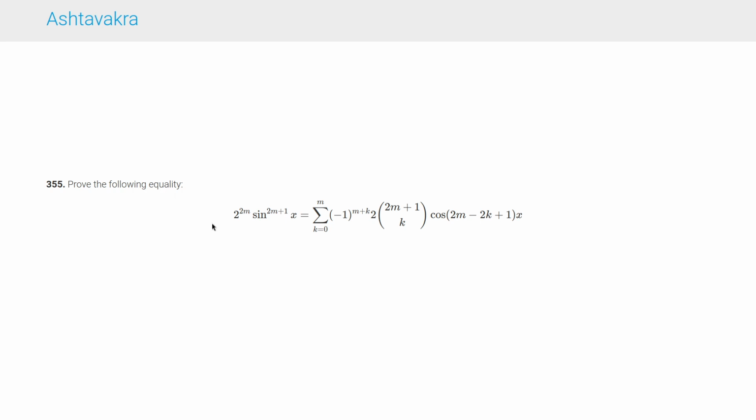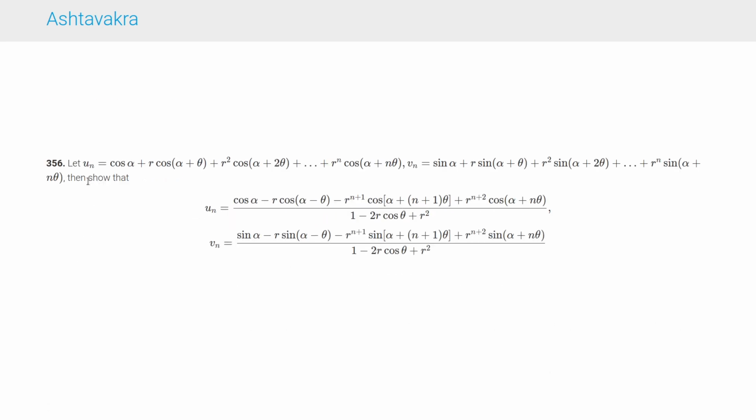Prove the following equality: 2 to the power 2m sine to the power 2m plus 1 x is equal to sigma k equals 0 to m of (minus 1) to the power m plus k, 2m plus 1 choose k, sin (2m minus 2k plus 1) x. Once you solve problem 354, you substitute theta equal to pi by 2 minus theta and then it will be proved.